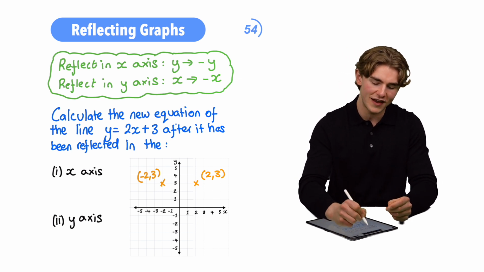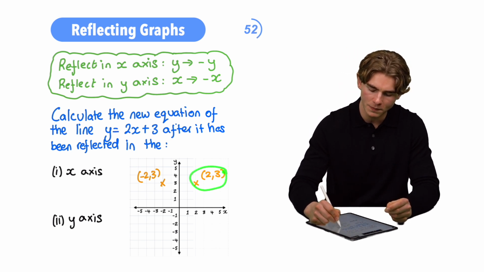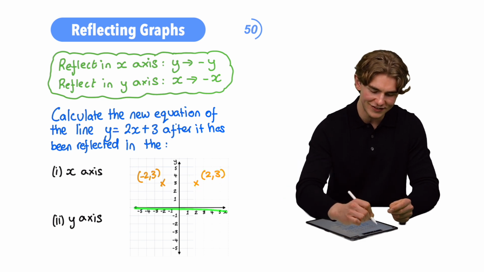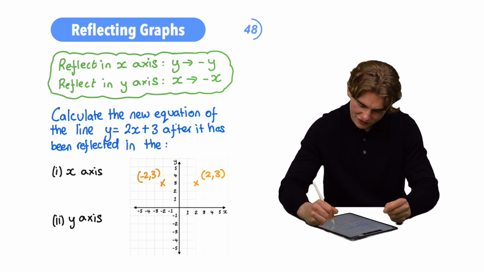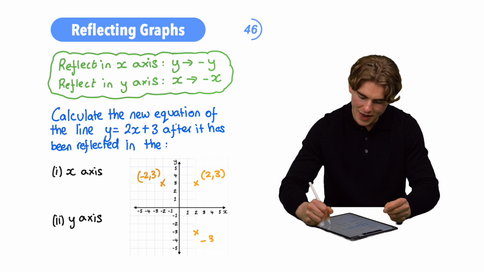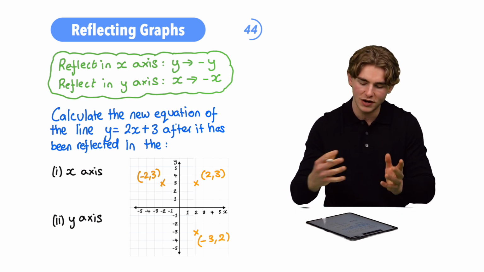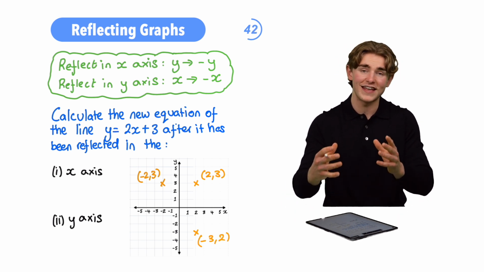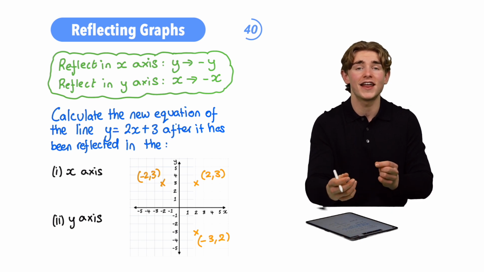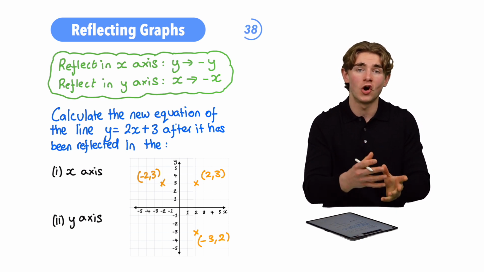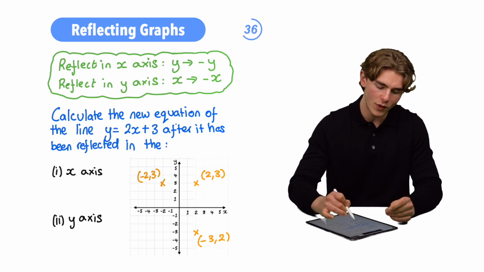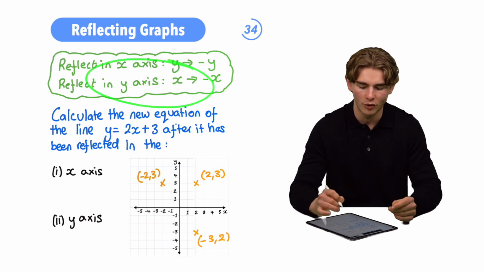Now, what if we were to take the same point, 2, 3, the original one, and reflect it in the x-axis instead? Where would it come? It would come just down there, and the new coordinate would be minus 3, 2. Just like in the previous case, we can see that when we reflect in the x-axis, we actually get a change of signs in the y, not in the x. And that, guys, was just a quick explanation of this counterintuitive point at the top.